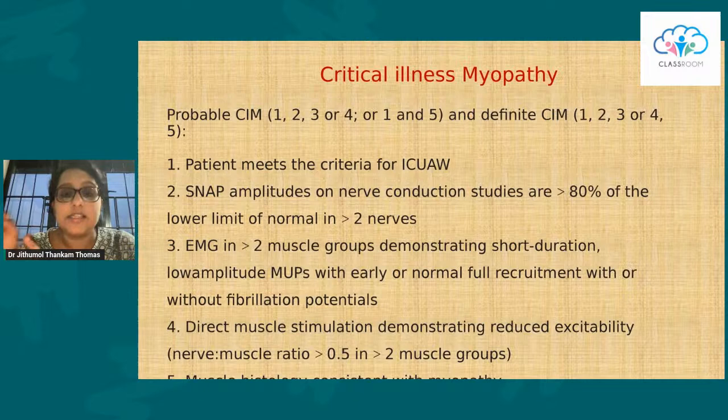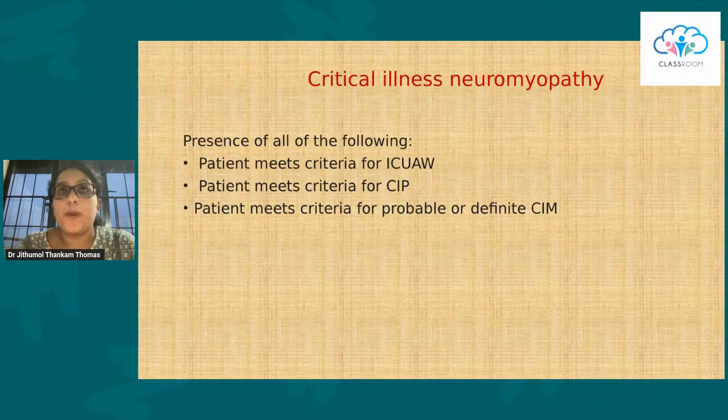And of course, when you do a muscle biopsy, you will see features of loss of muscle fibers, necrosis and cachexia. So that is how you diagnose a critical illness myopathy. Critical illness neuromyopathy is basically an overlap of both. So if the patient clinically meets the criteria for ICU-acquired weakness, and the NCS shows criteria for CIP as well as for CIM, this is basically a nutshell.